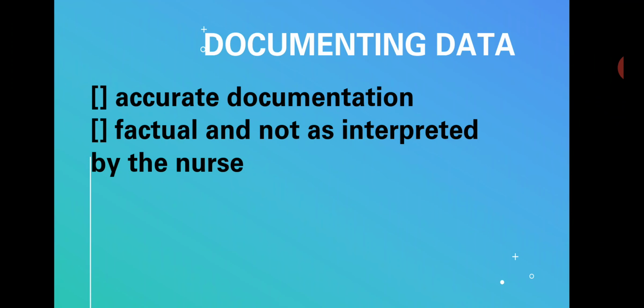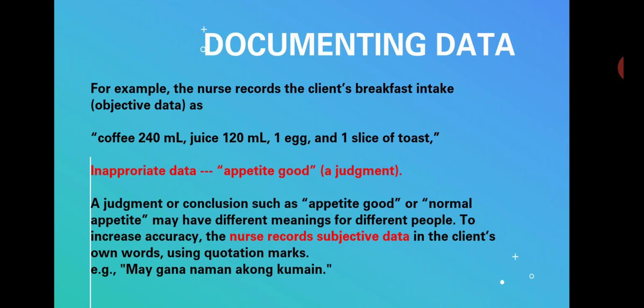Next, we document the data. There should be accurate documentation, and always remember, documentation of data should be factual, based on facts, based on truth, based on accuracy. Documentation of data must not be an interpretation by the nurse, or must not be your interpretation. Okay. Now here's an example of documenting data.